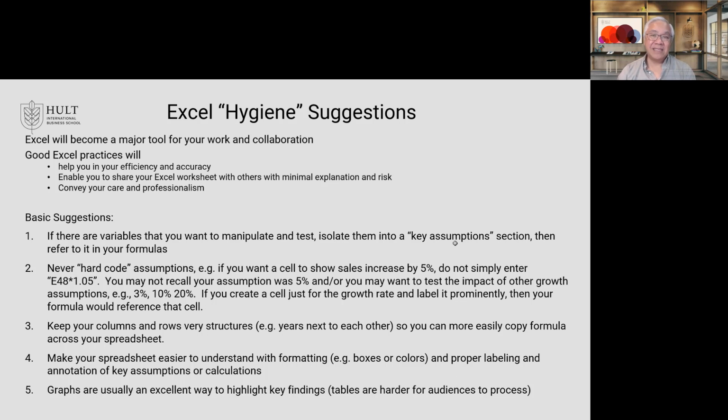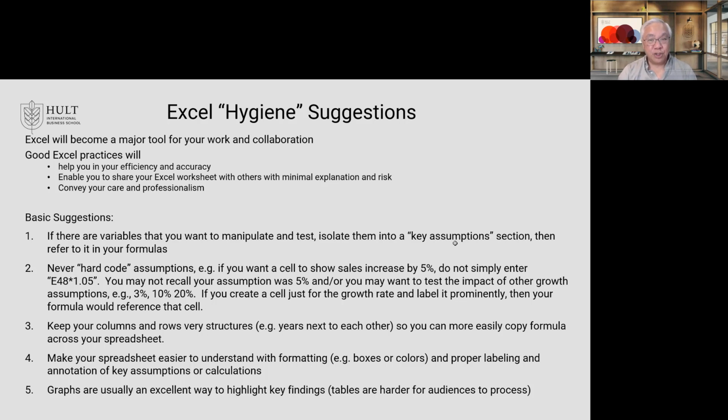The second is never hard code an assumption. So if you want to grow sales by 5%, don't put 1.05 inside an Excel sheet. I did it. You saw me do it in one of the things I did with you in this time value of money exercise, but that's not good practice. You're better off isolating something like growth rate and then having a cell where you enter 5%. There you see it very vividly instead of having to dig through a cell. And you can change it from 3 to 5 to 10 to 20 to whatever and see the impact on your model as we do sensitivity tests on your model.